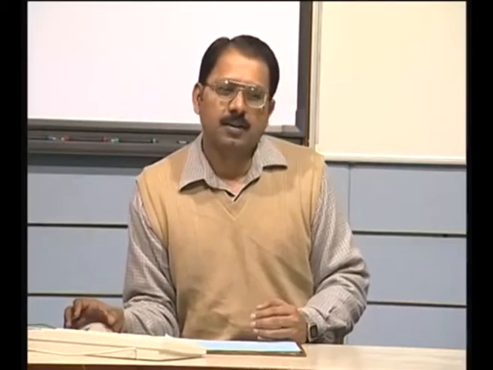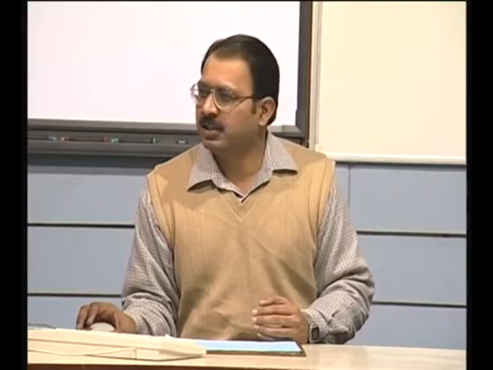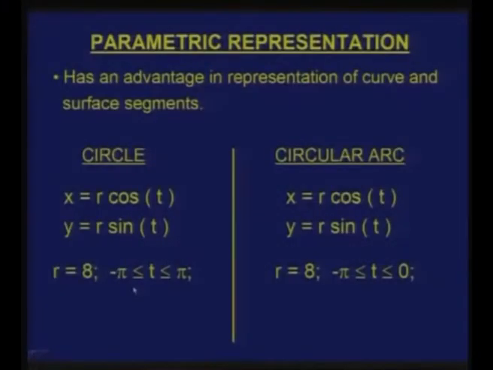So, whenever you have a parametric representation, you also represent the bounds, that is, which parameter is being varied and what the range of variation is also specified. So, you are primarily representing bounded entities. Like if I take this particular example, I have a circle which is r cos t and r sin t, and if I take the range as minus pi to pi, I get a complete circle. Now, the same representation can be used to represent a circular arc. You do not have to have a different representation.